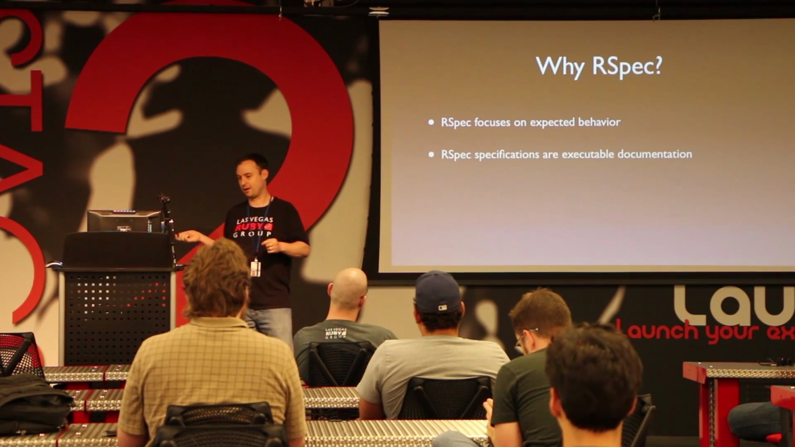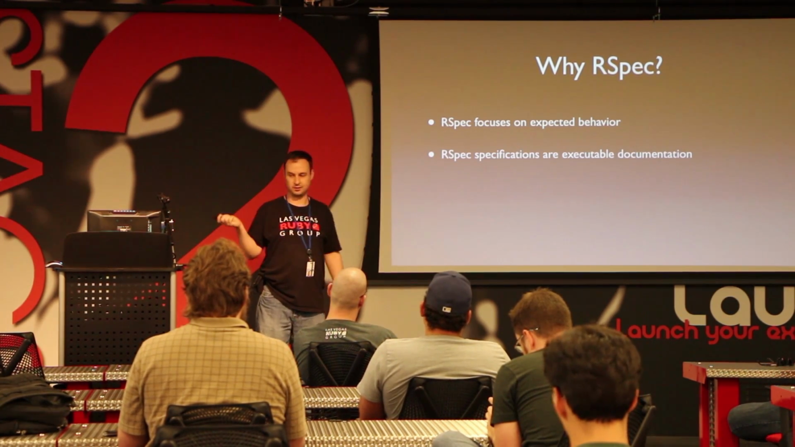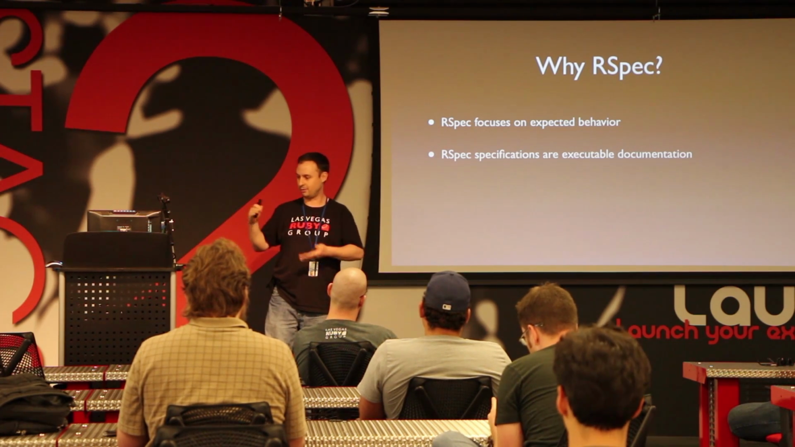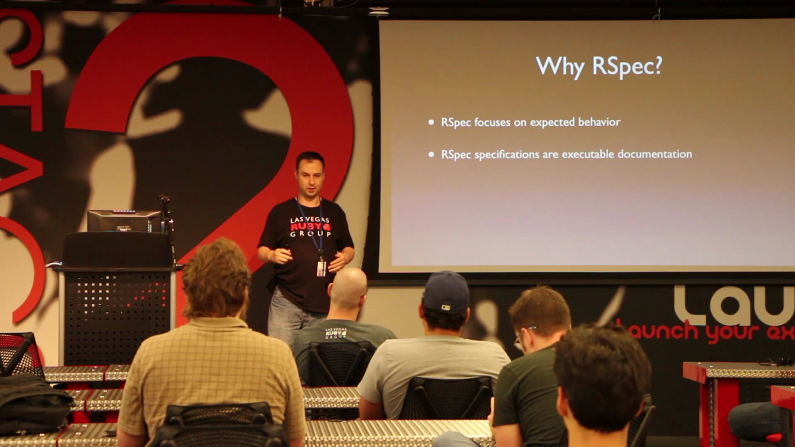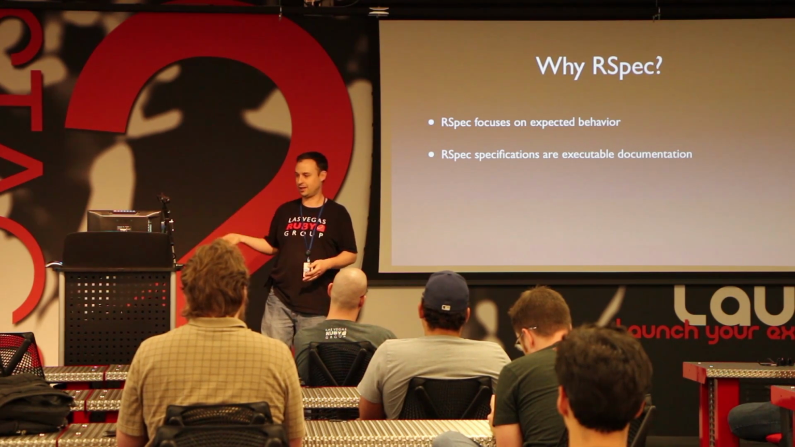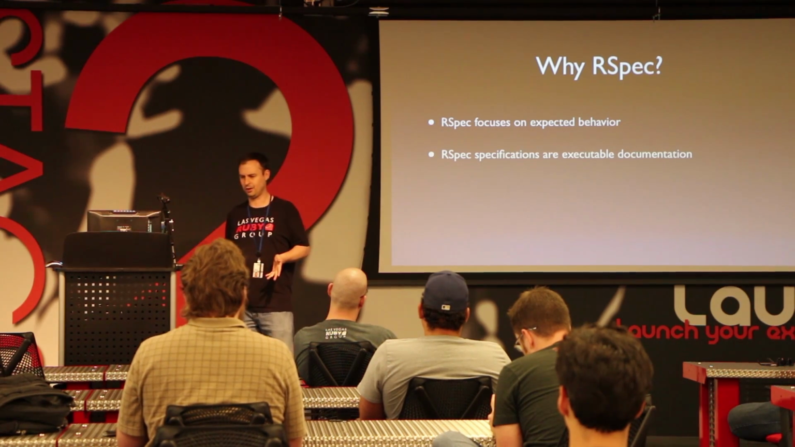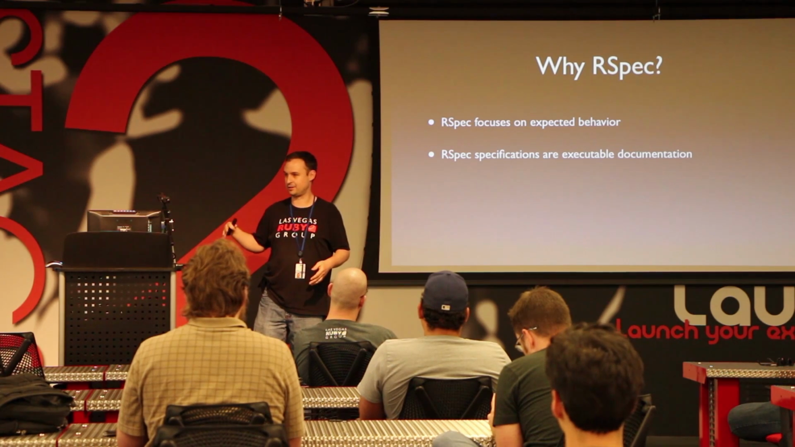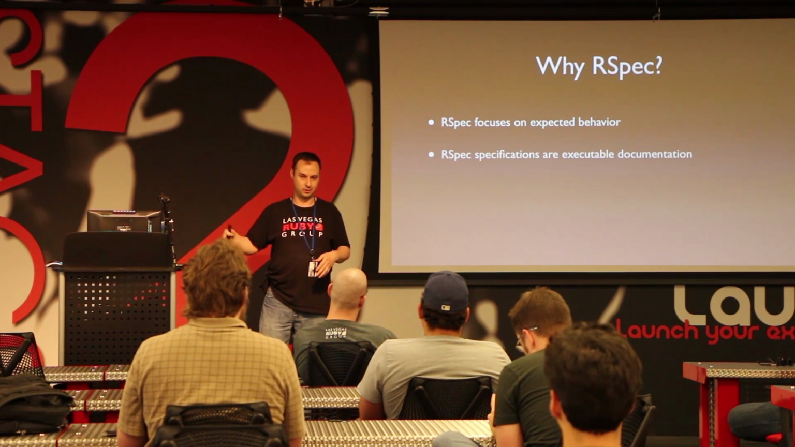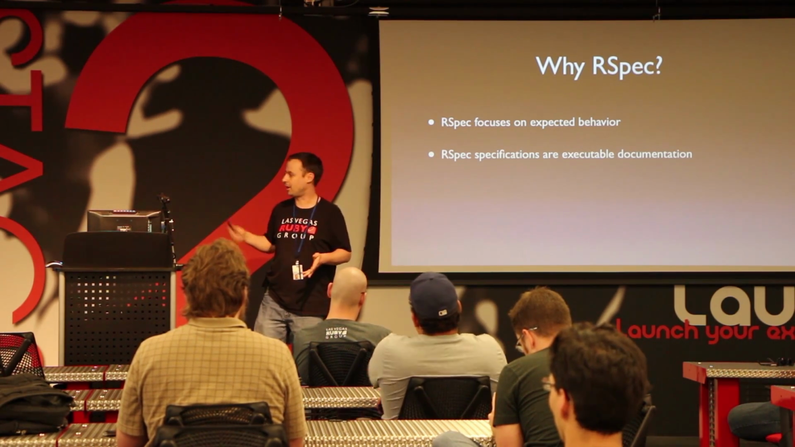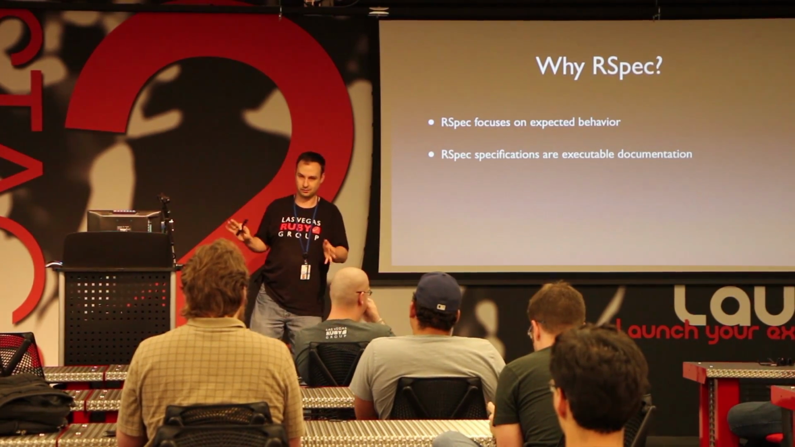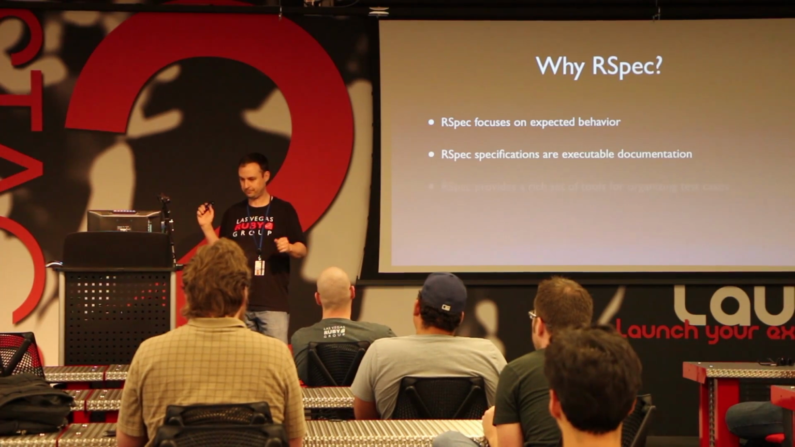RSpec specifications are executable documentation. This is actually a really good benefit of RSpec. If you do it right, you end up with a document specifying what your code does, that you can actually execute to see if it's true. In any test-driven development, you should write your tests so that they tell a story about what the code you're testing is supposed to do, but RSpec makes it really easy to do that in a very readable, English-like way.